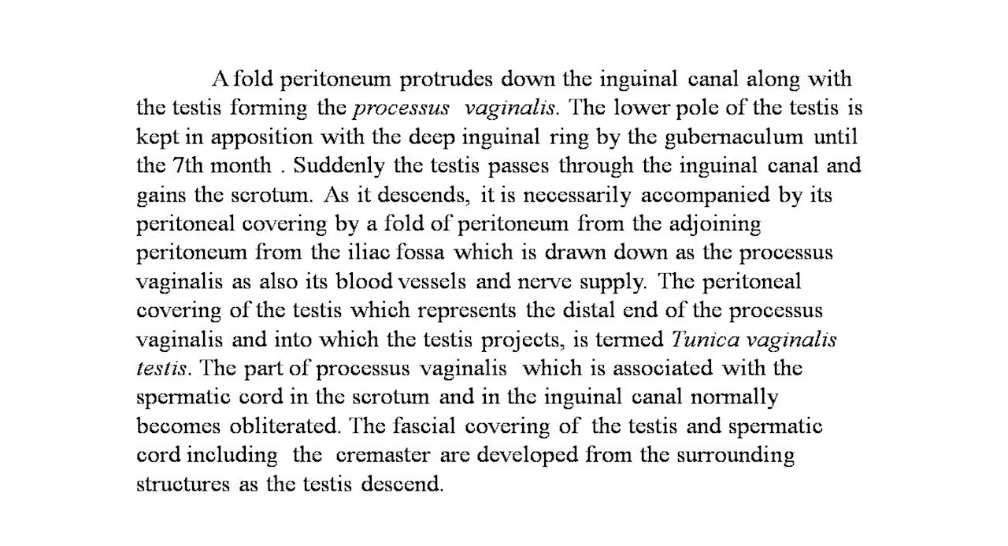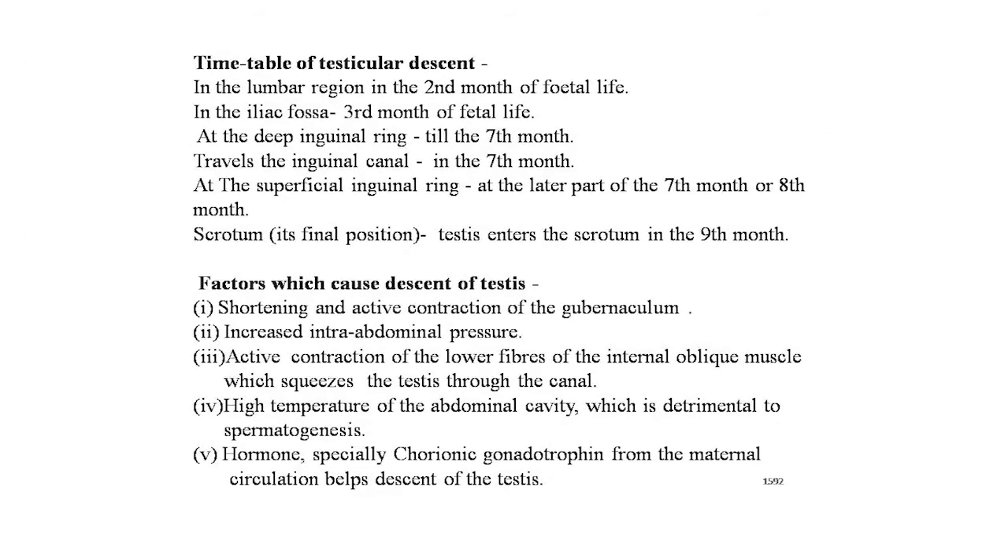The part of the processus vaginalis which is associated with the spermatic cord in the scrotum and in the inguinal canal normally becomes obliterated. The fascial coverings of the testis and spermatic cord, including the cremaster, are developed from the surrounding structures as the testis descends. Now there is a timetable of testicular descent.